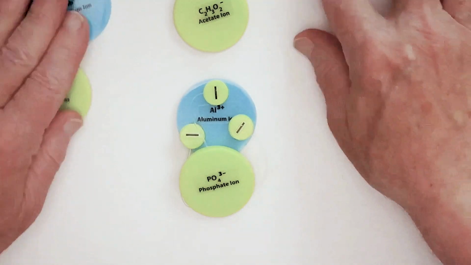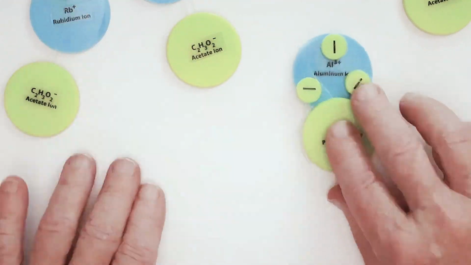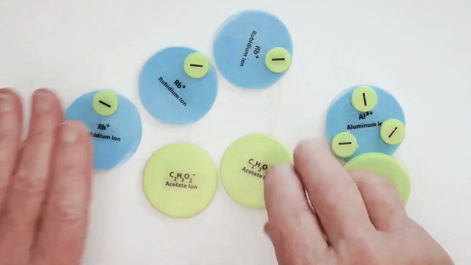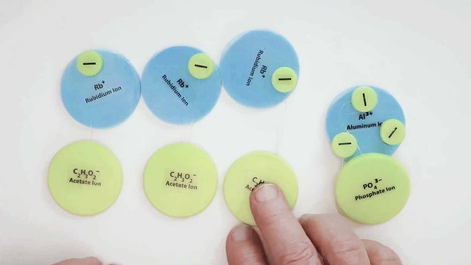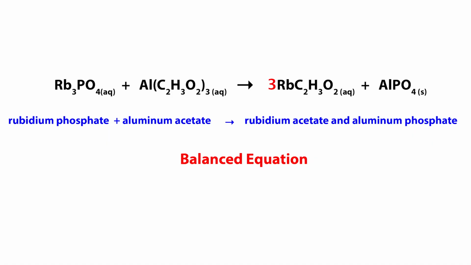Now we have a balanced equation. We have 1 of these that we get as a product, and we have 3 of the rubidium acetates. And that will be your balanced equation: 3 of these and 1 of those.